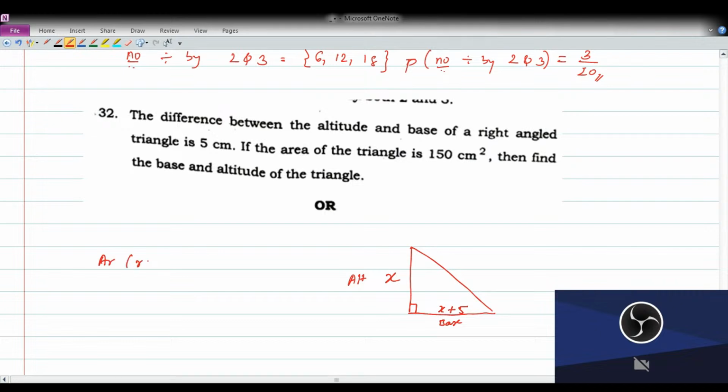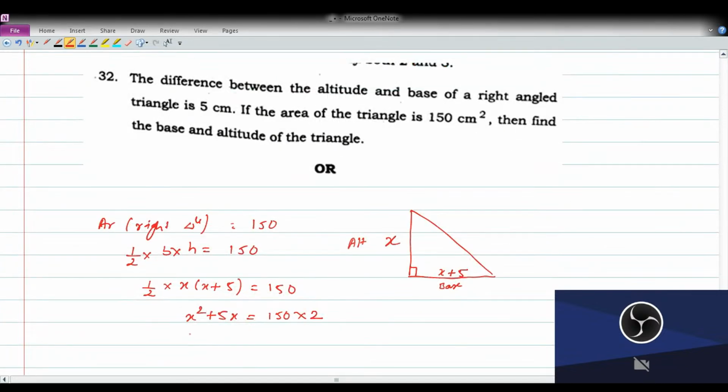Area of right triangle is equal to 150. So what is the formula to find out the area of a right triangle? That is half into base into height. So that will become half into x into x plus 5 is equal to 150. So this will become x squared plus 5x is equal to 150 into 2. So now this will become x squared plus 5x minus 300 equal to 0.